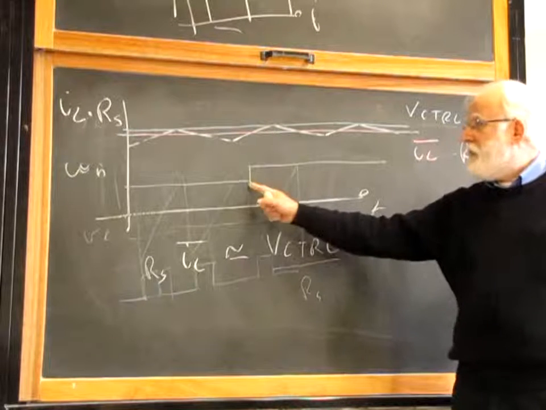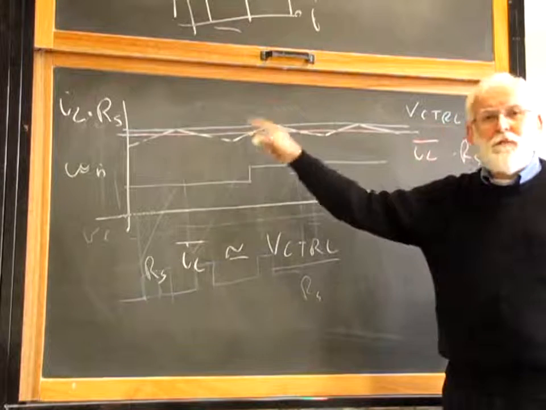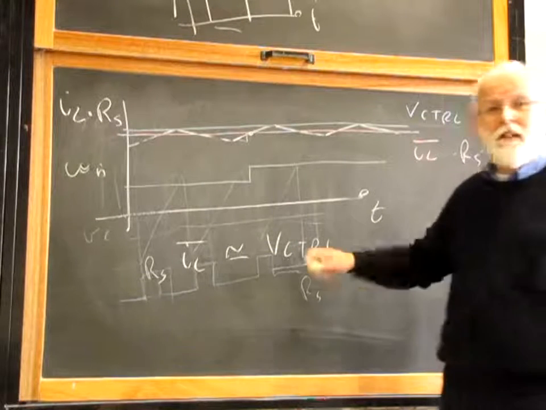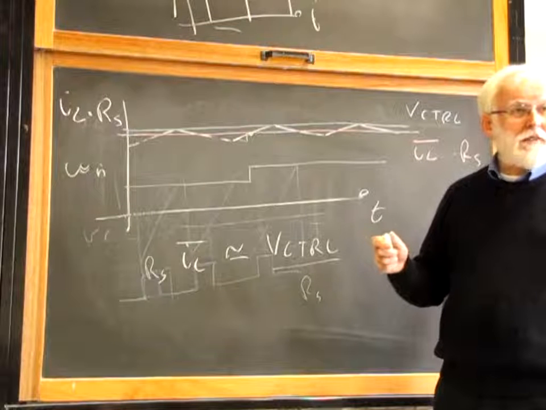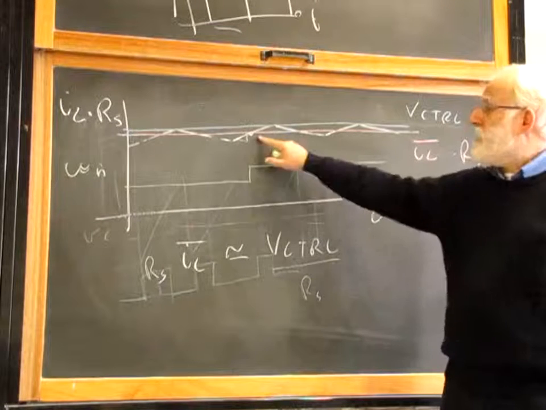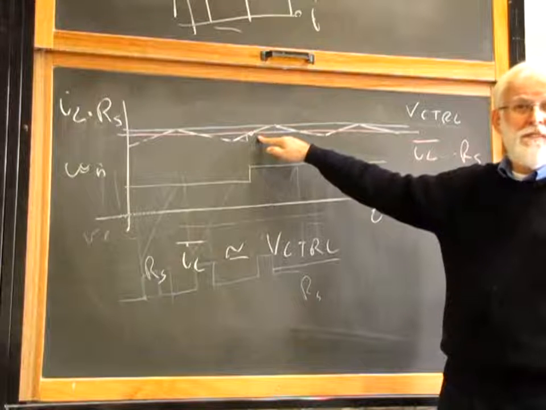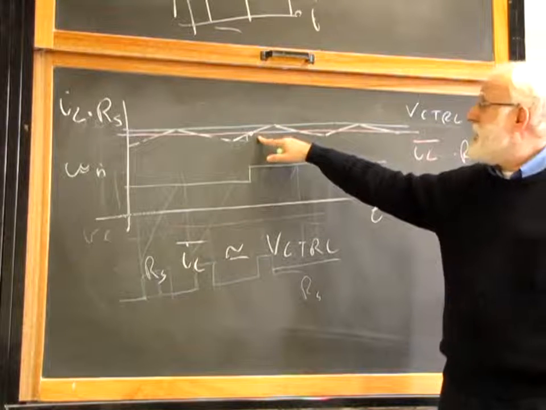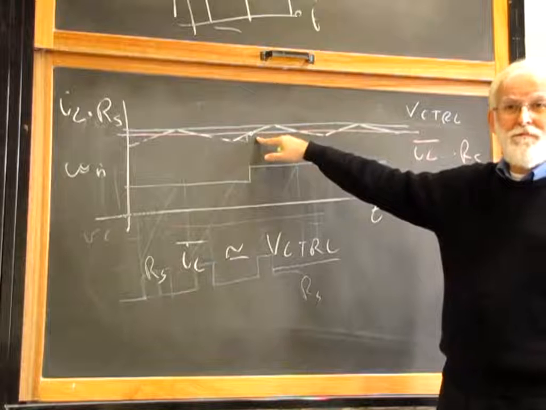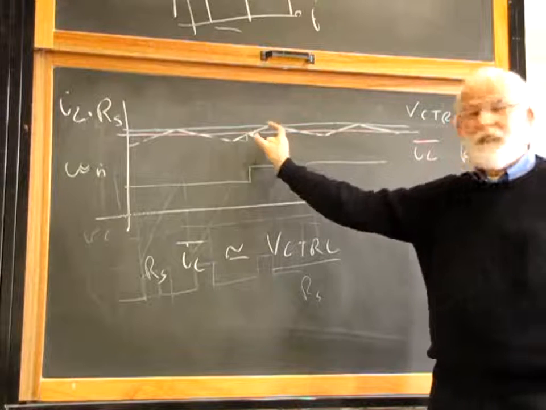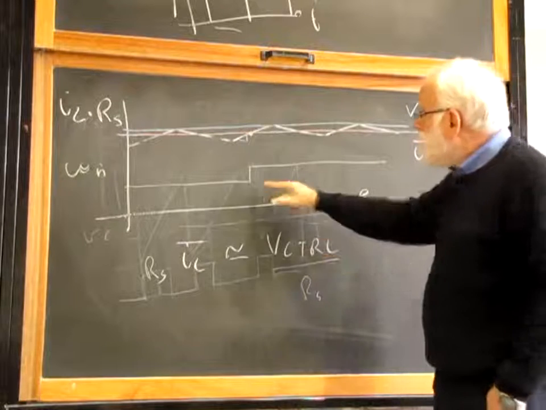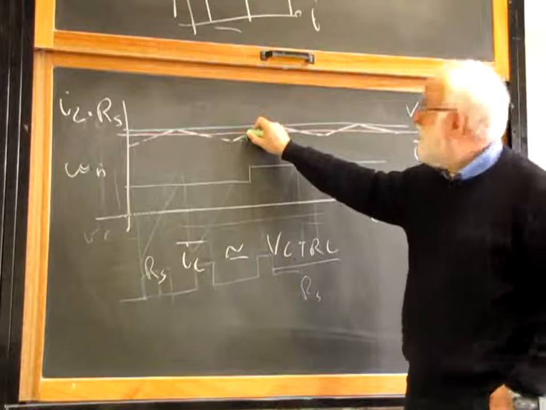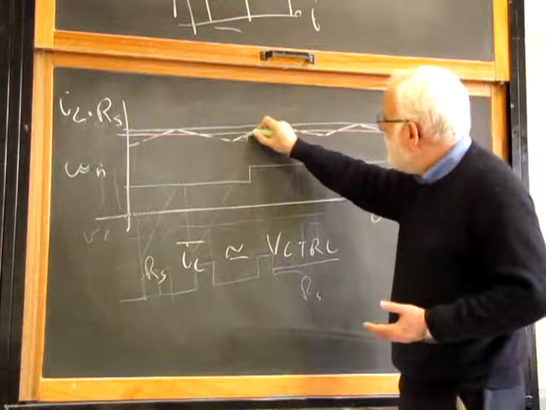Here, as soon as the input voltage increases, this slope, how much is this slope for a buck converter? V minus V naught over L. What is this slope in a boost converter? V over L. What is this slope in a buck-boost converter? V over L. In any case, in this initial part, there is V. So, as soon as the input voltage increases, my slope over here changes immediately, because the input voltage is applied directly to the inductor.